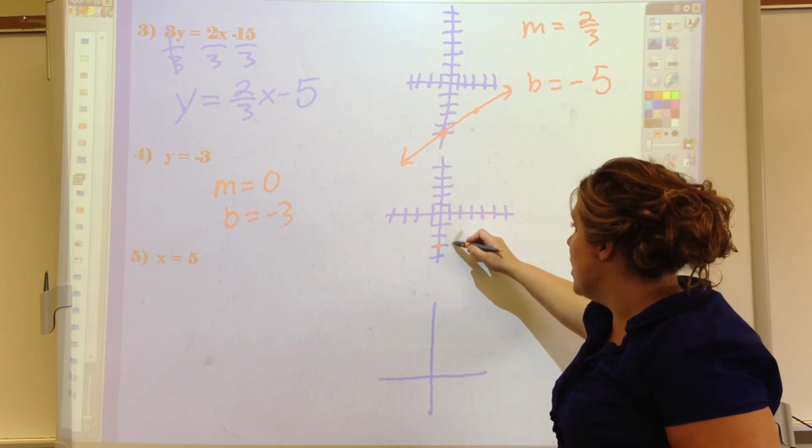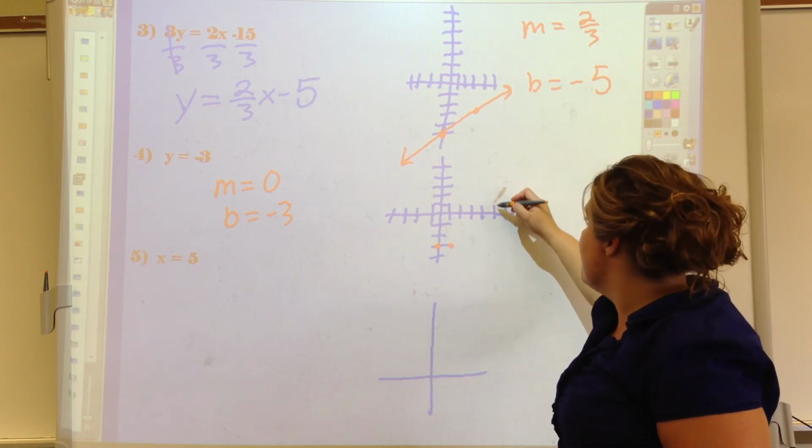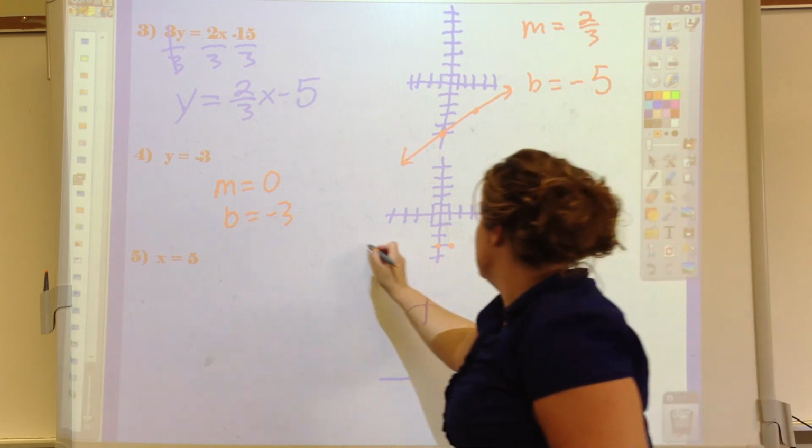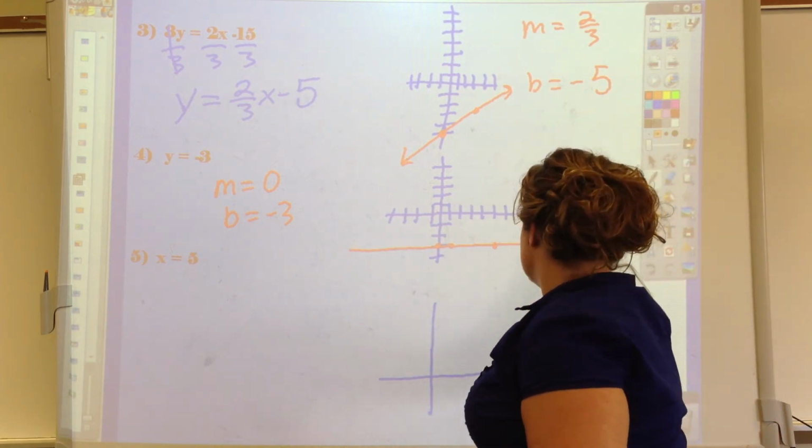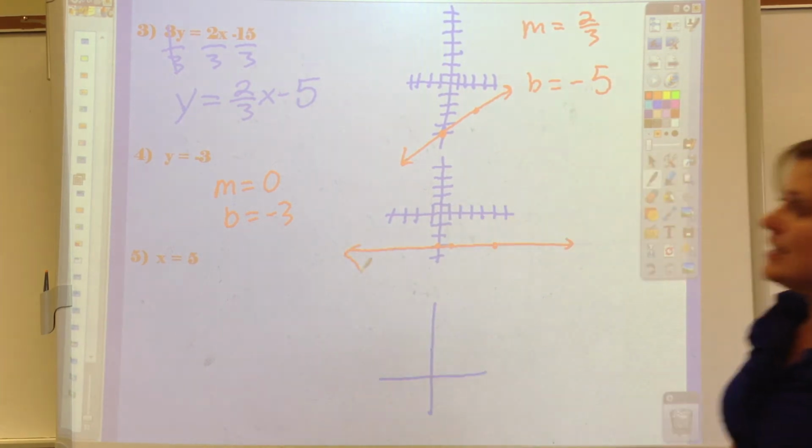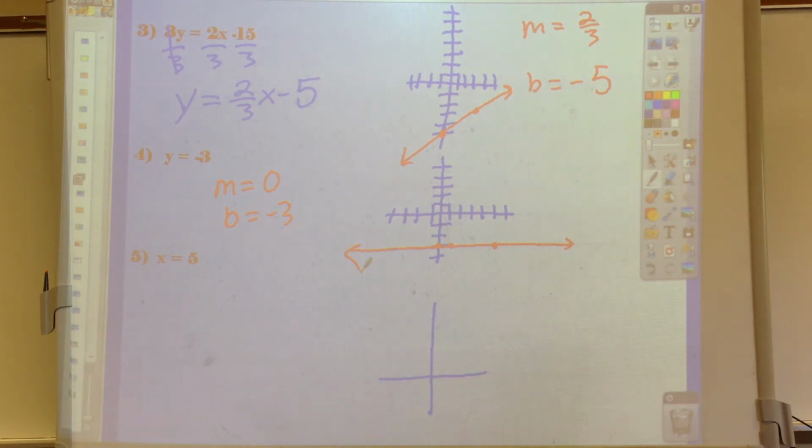When x is 0, y is -3. When x is 1, y is -3. When x is 5, y is -3. And when we connect those dots, we realize that every y equals line is horizontal. It is the laid back dude. It is always horizontal, like it's taken a nap.